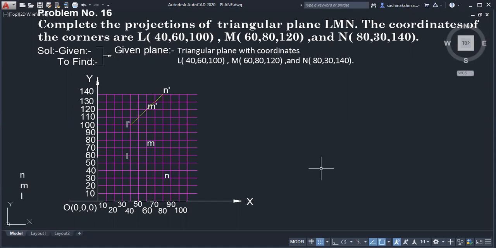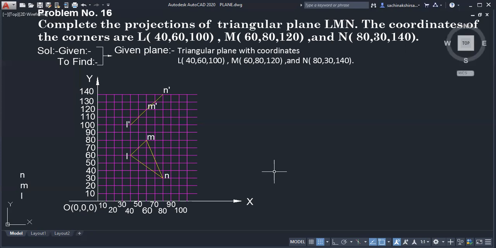Similarly, if I locate its top view: 40, 60, then 80. 60, 80 means here. 60, 80. 80-30 means above, no? 80-30 here, and you can join. So like this it is coming. So the top view is coming as a triangle, and the front view is coming as something like an edge view or line view. Okay, so please complete this problem likewise.